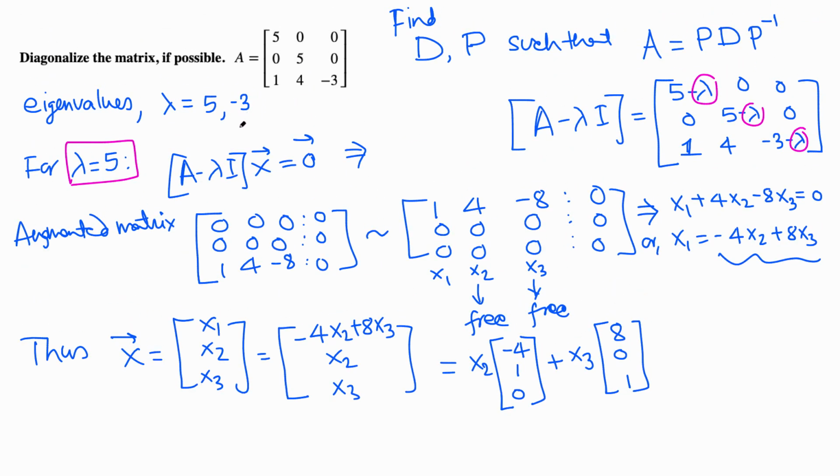and we are sure we get at least 1. We always get at least 1. Here we got 2, and we will get 1 more. That means we will have 3 linearly independent eigenvectors. That means A is diagonalizable, and we'll find P and D.